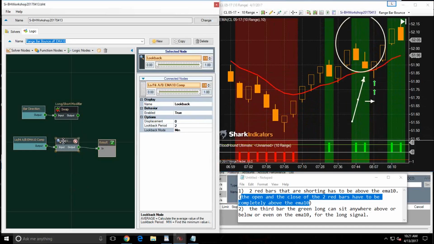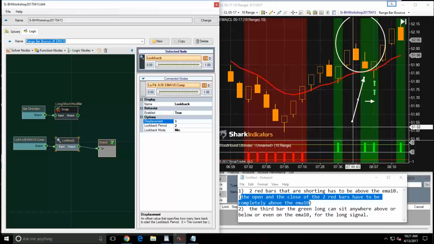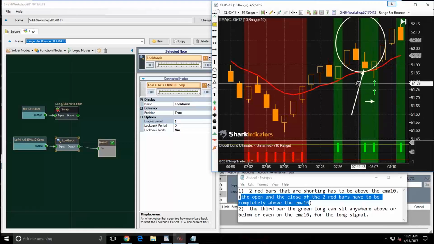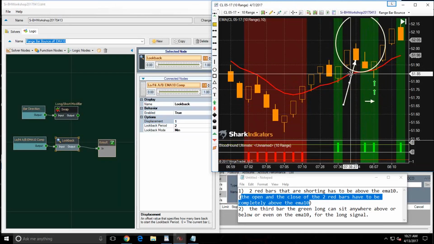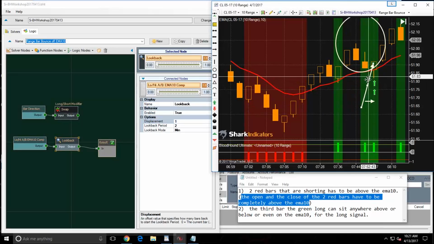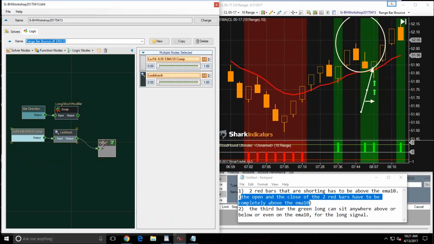And so we can do that again with the look back. Again, I could have just left that displacement at 1. And there we go, that shifts the output forward 1 bar. So now the long output from our 2 bars in a row being above the EMA is shifted onto the actual reversal bar where we want to generate that long signal.